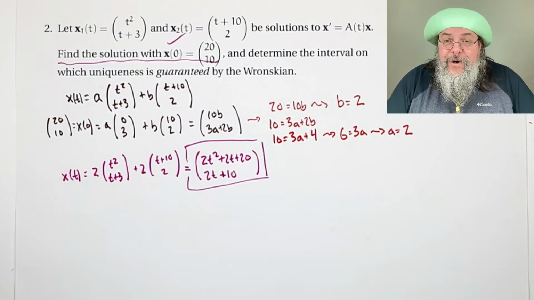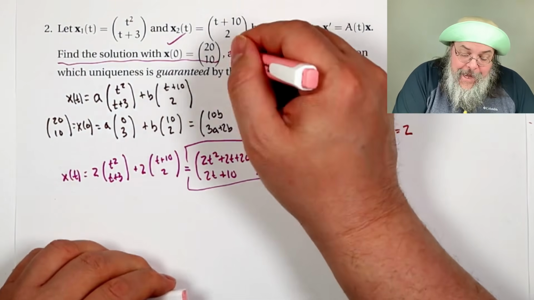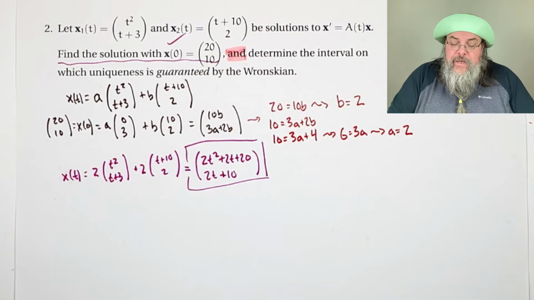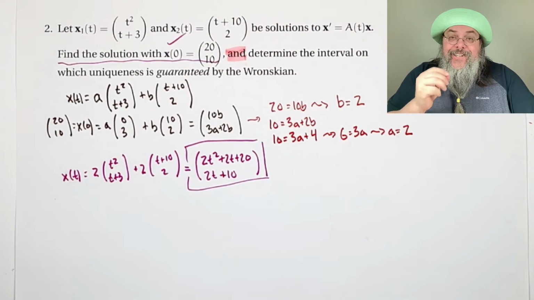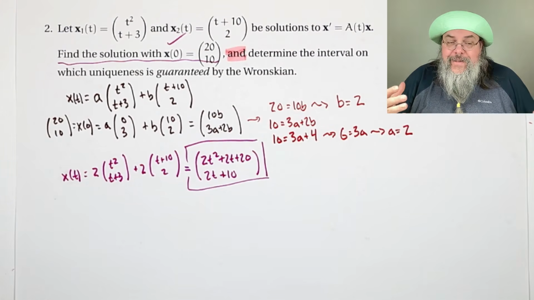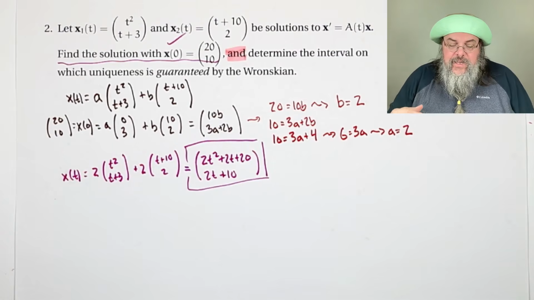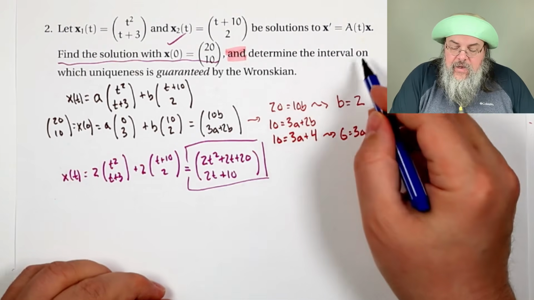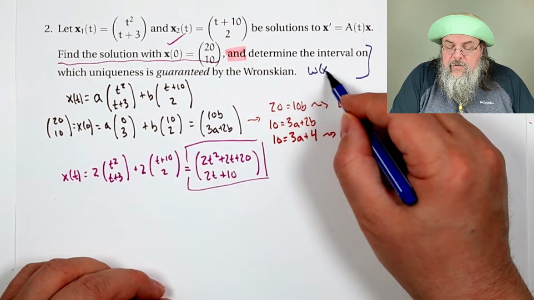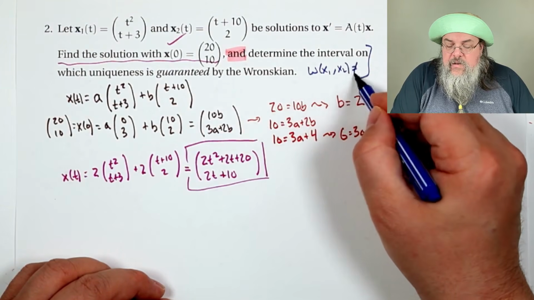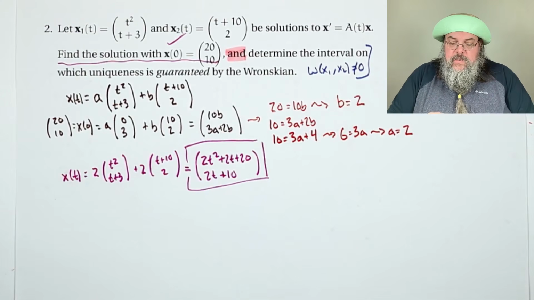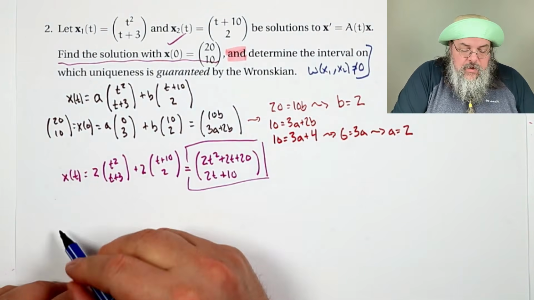Well, there's a word, and. Oh, more fun for us to do. Determine the interval on which uniqueness is guaranteed by the Wronskian. Now, what does that ask us to do? Essentially, the key here is to say, where is the Wronskian of x1, x2 not 0? That's what we're trying to figure out. So we say, all right, well, let's get to that. So how do we compute the Wronskian?